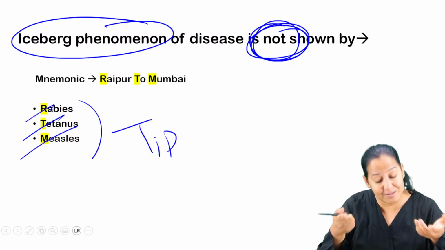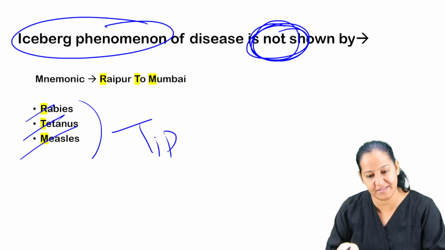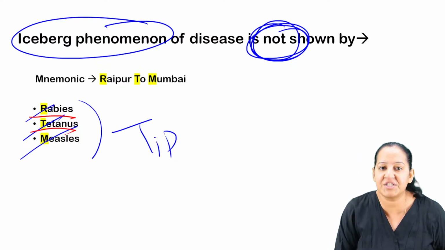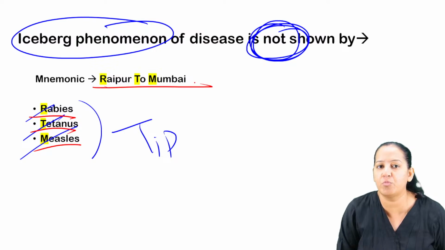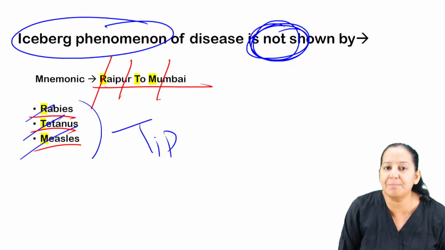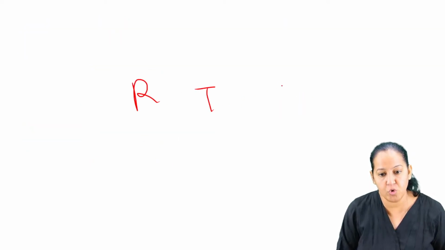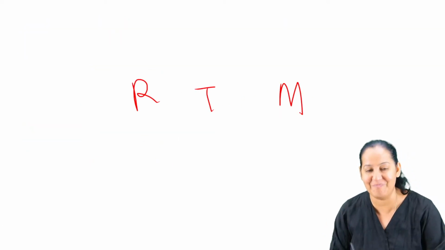So iceberg phenomenon is not applicable on the three diseases. Name the three diseases. You get questions on that. The three diseases are rabies, tetanus and measles. You can learn a mnemonic: Raipur to Mumbai. Rabies, tetanus, measles. Raipur to Mumbai.